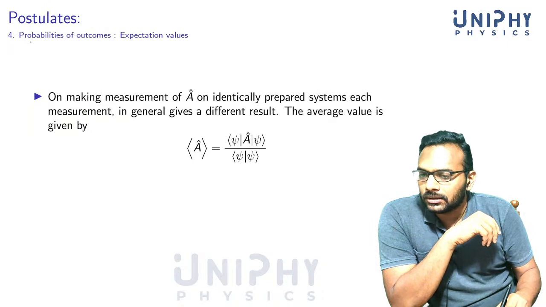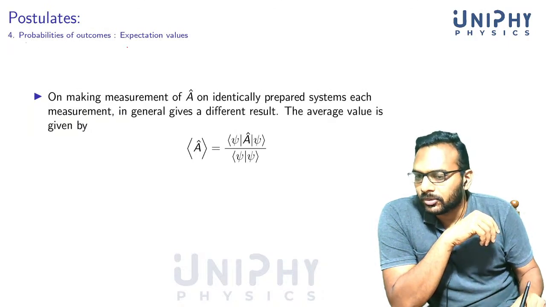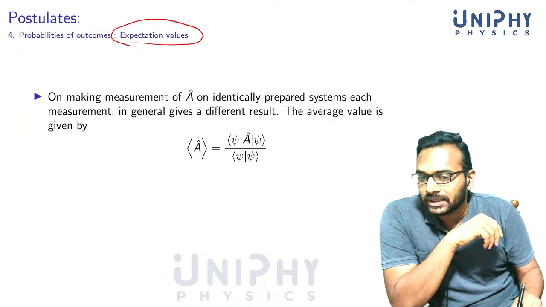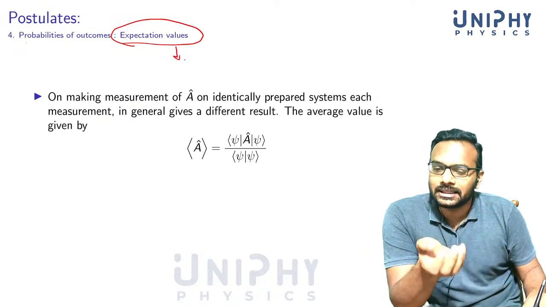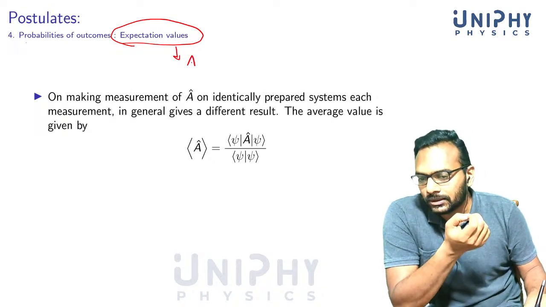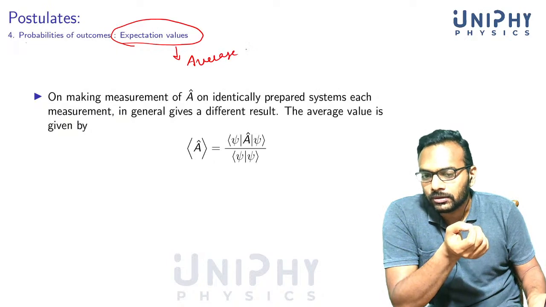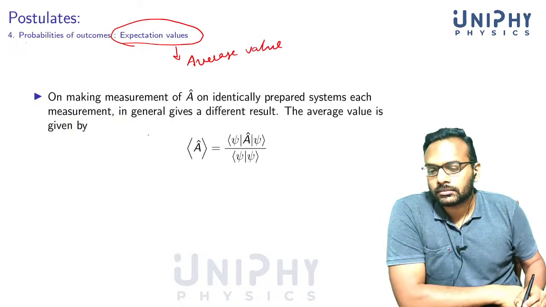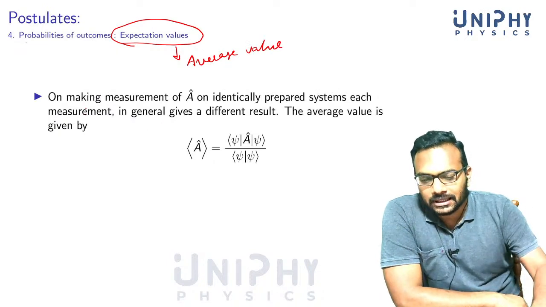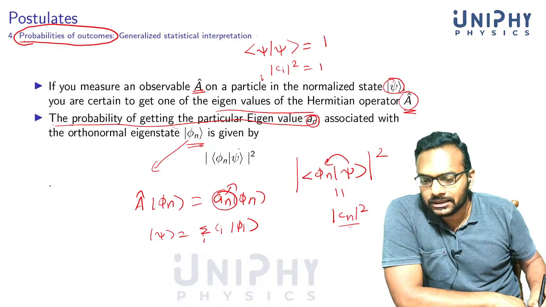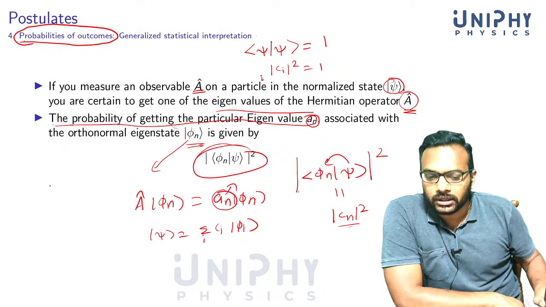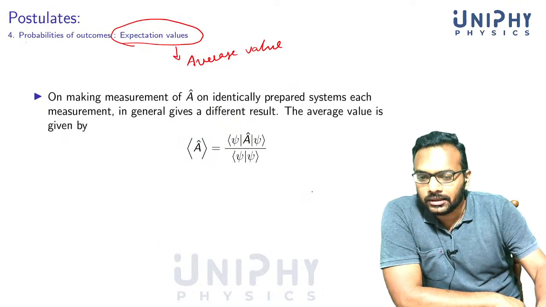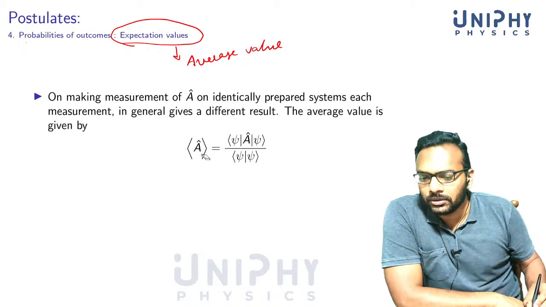Now, there's one more thing regarding the probabilities of outcomes. It's known as expectation values. Expectation values, as we said, is synonymous with the average value. Okay, and if these are the probabilities, then the average value is given in this manner.